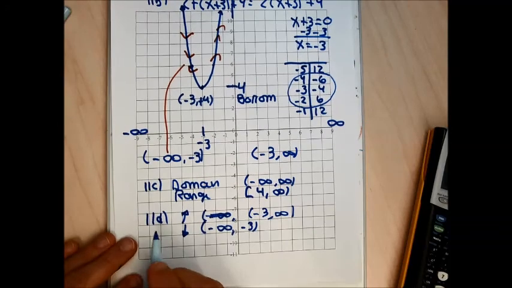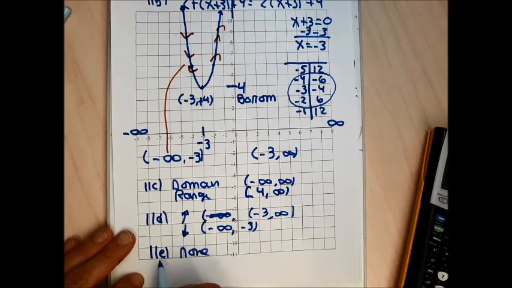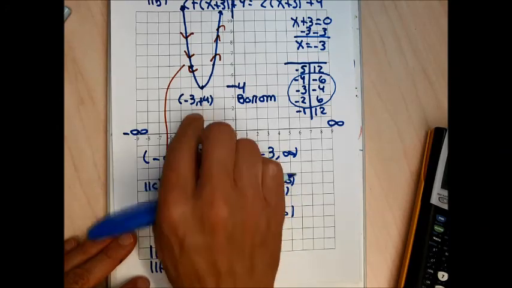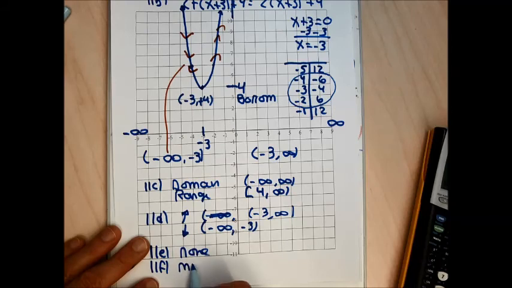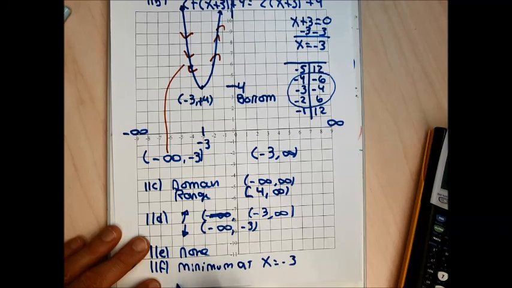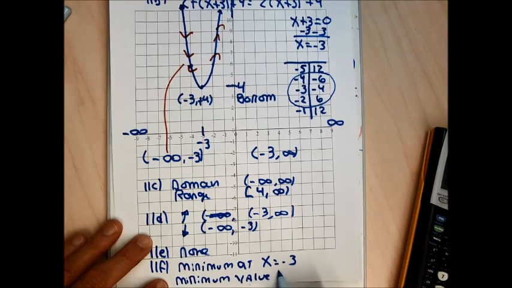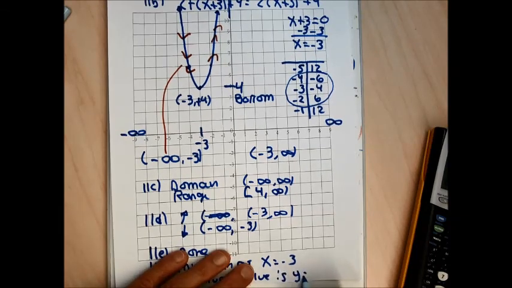11e asks if there is a maximum point, and there's no maximum point, so I won't worry about it. And 11f wants the minimum point. The vertex is a minimum point, so I'm going to say there's a minimum at x equal to -3, and the minimum value is y equal to 4.